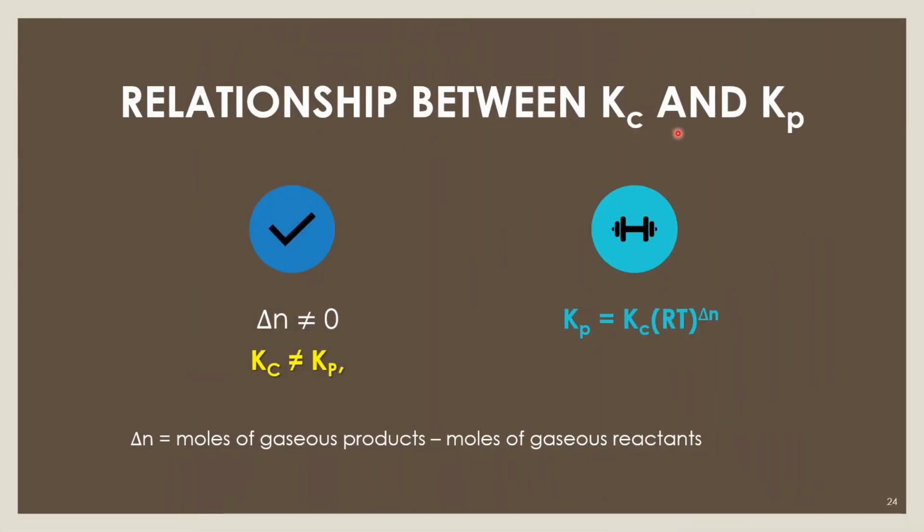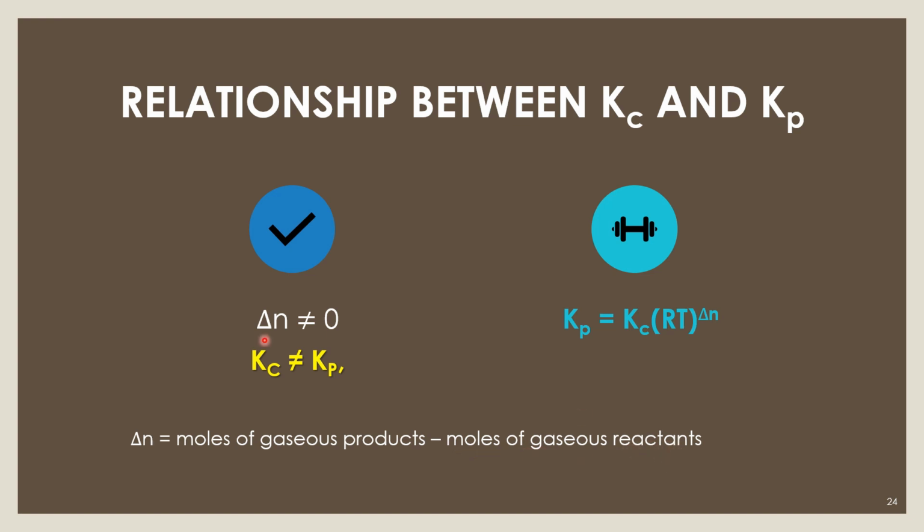Relationship between Kc and Kp. If the delta n not equals to 0, value of Kc is not equals to Kp. So in this case, in order to find the value of Kp from Kc and vice versa, we will use this formula. Kp equals to Kc times RT power of delta n. So what is the delta n? Delta n is number of moles of gaseous products minus number of moles of gaseous reactants.